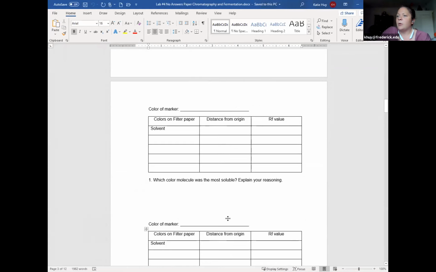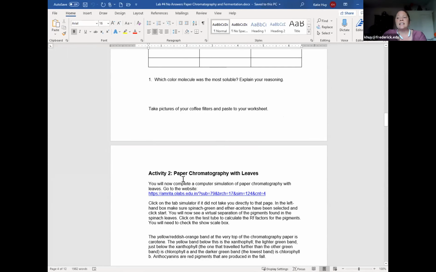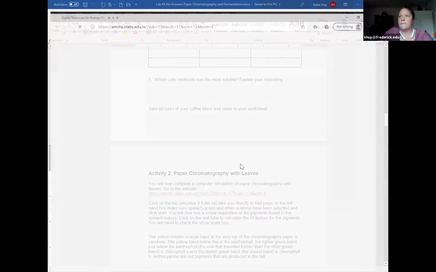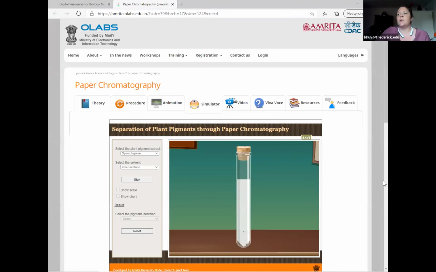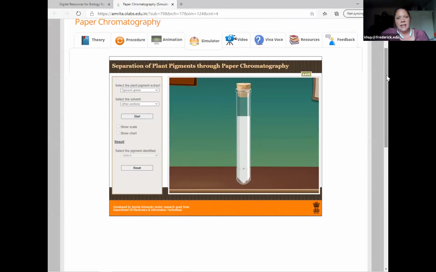So I'm back in my lab, I'm going through, and then I get to activity 2. All right, so I'm going to click on this activity 2. There we go. When you click into it, it should go directly to this page. If it doesn't, along the tabs at the top, you're going to see Simulator. Just click on that tab. This is what should come up for you. All right, so I want to play around with this for a moment so that you can see what that looks like.